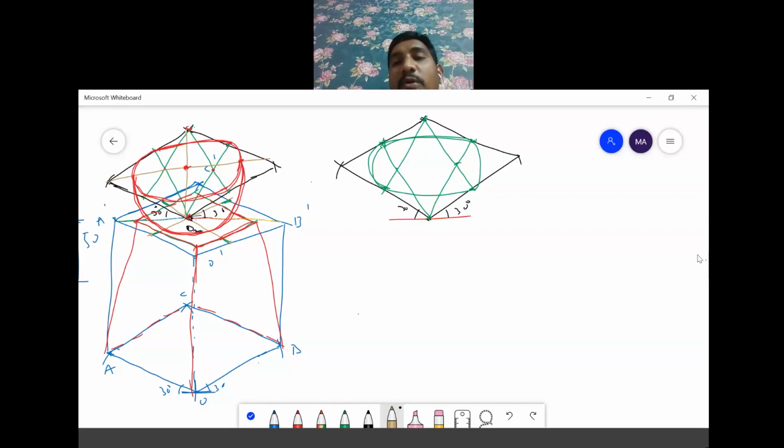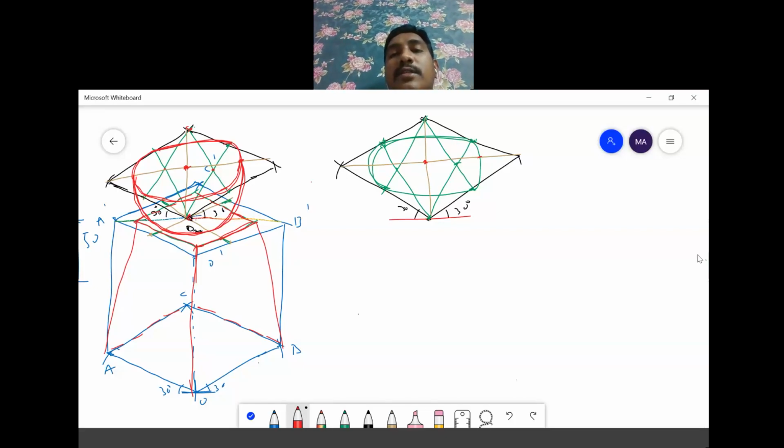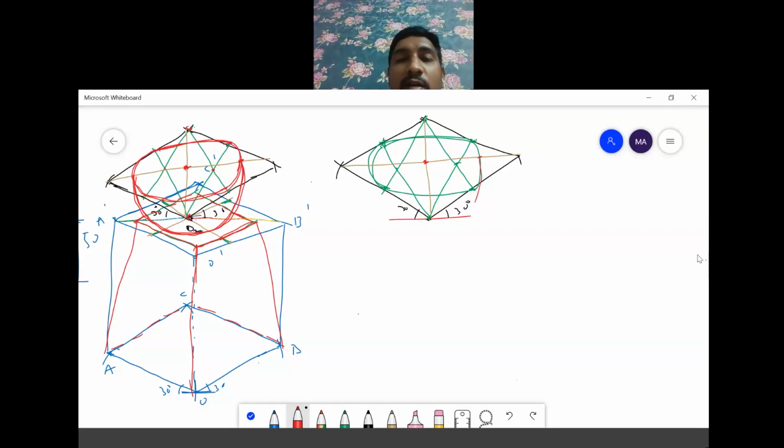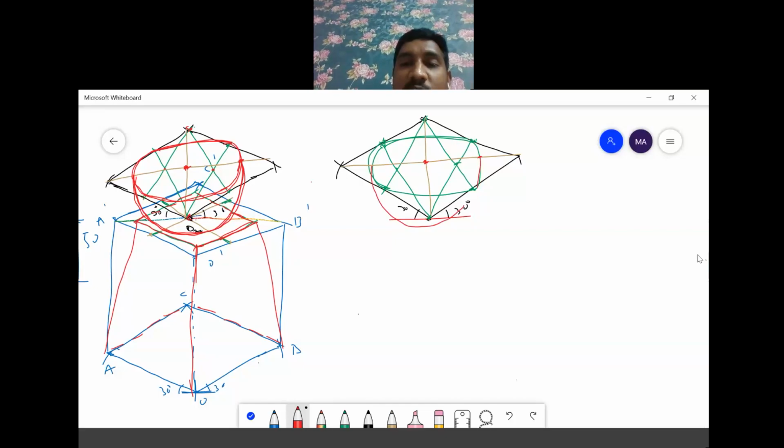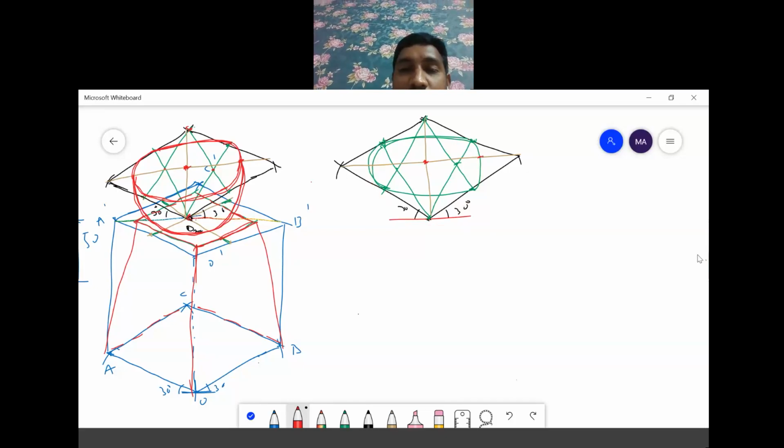I am marking the midpoint here like this. This one will be the midpoint of this square. I am taking this as a midpoint and the end of this circle as a radius, and drawing one arc with the compass, joining from this end to this end.